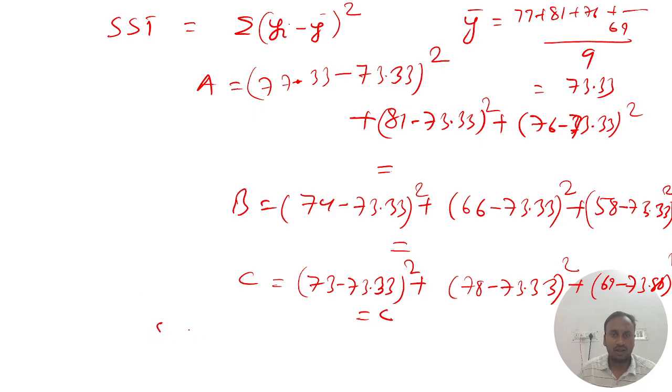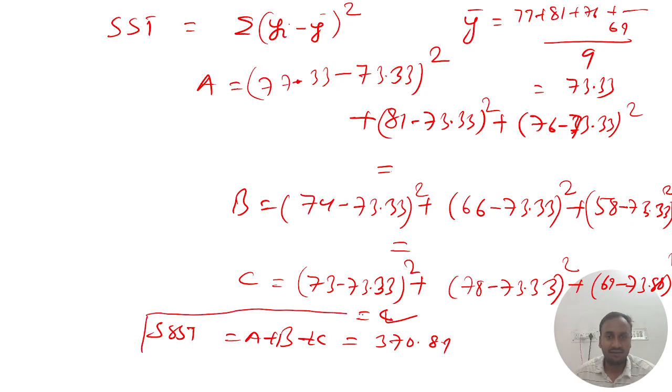So now SST will become A plus B plus C. So we'll get some value. I think SST will come to a total, if you calculate, I have the value 370.89. So now we have calculated the SST. I think the steps are clear. Now we'll go with the SSR. We were having SSB, but because we are going to the regression, we'll go with the SSR.